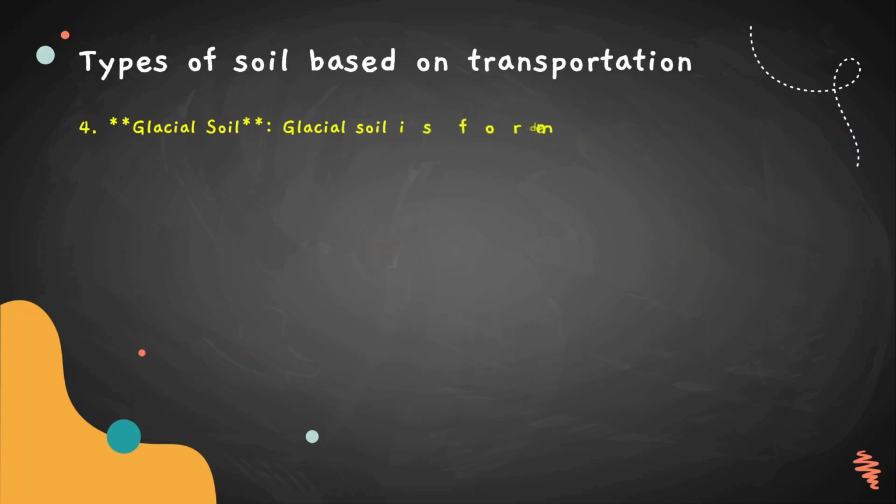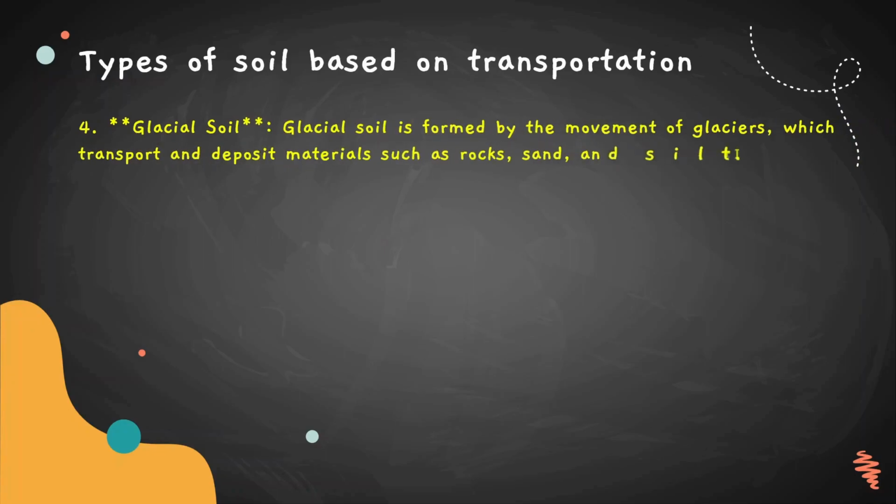Then we have glacial soil. As the name suggests, it is formed by the movement of glaciers, which transport and deposit materials such as rocks, sand, and silt. It can be a mix of various particle sizes and mineral content. So, in the path of its flow, when it comes across various organic and non-organic materials, its properties will change.